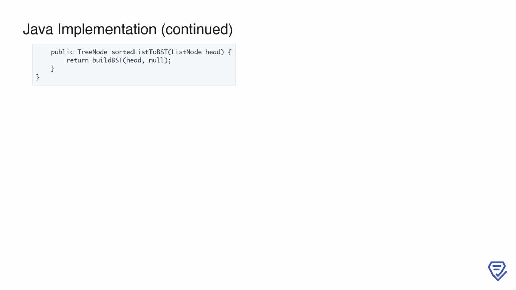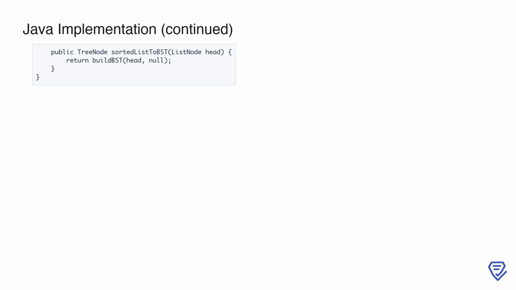Finally, we implement the sortedListToBST method, which serves as the entry point for the entire process. This method accepts the head of the linked list as input and calls the buildBST method with the head as the left boundary and null as the right boundary. By doing this, we initiate the recursive process to construct the balanced binary search tree.